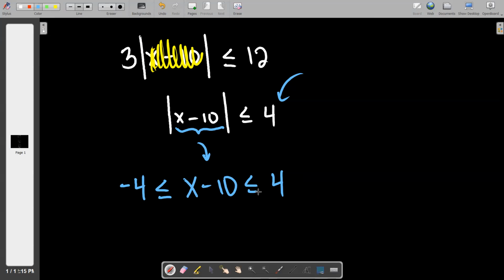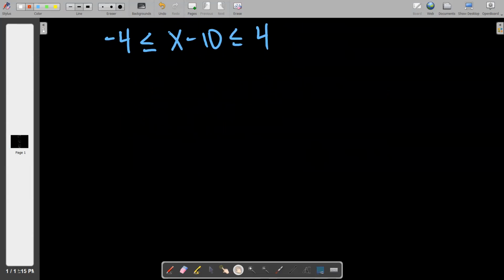This is an and problem, but we know better than to write and. How are we going to solve it now? Let's finish. We're going to add 10 to all 3 sides. And when we add 10 to all 3 sides, we wind up with our solution, which will say 6 is less than or equal to x is less than or equal to 14.